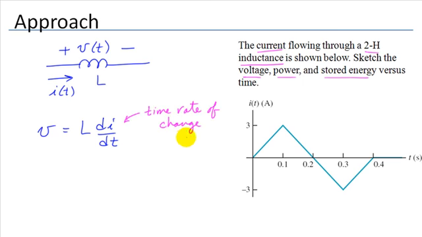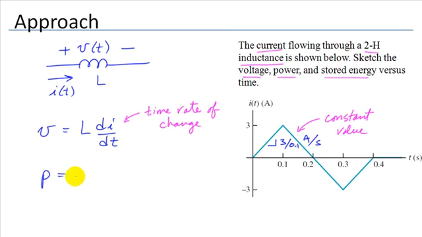Now we know that the voltage is inductance times the time rate of change of current. Here we see the current is changing in a linear fashion, so its time rate of change would be 3 amps in 0.1 seconds. So that's the time rate of change with units of amps per second. A linear change like this has a constant rate of change. Another way of stating this is the derivative of these straight line segments would be a constant.